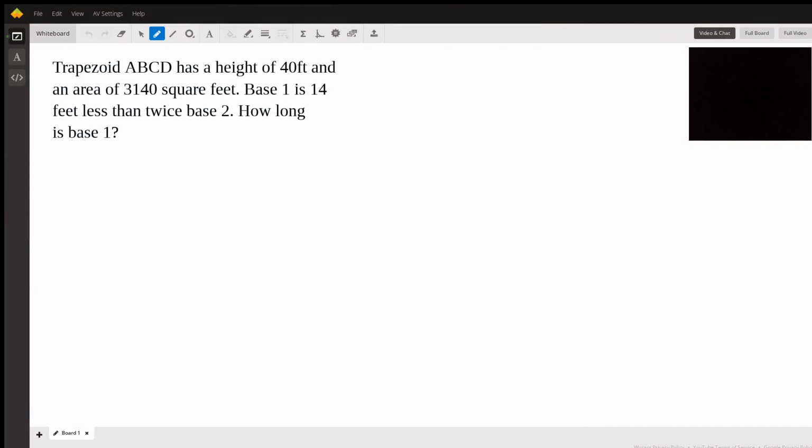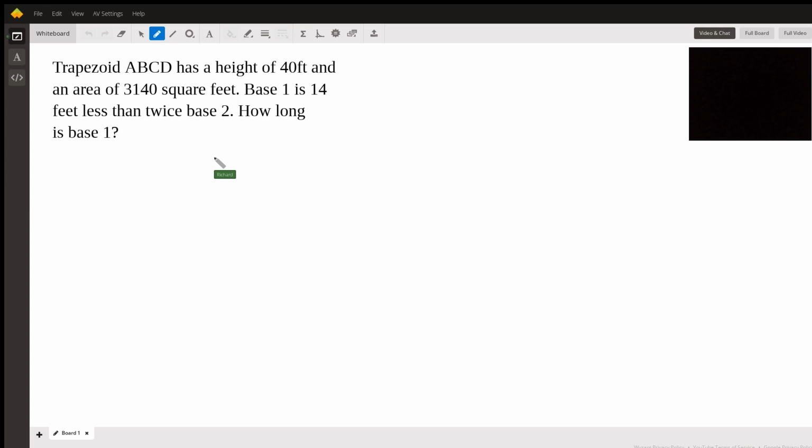I'm a math tutor at Wyzant, and I'm going to be answering another question from a student. This is from geometry, having to do with the area of a trapezoid. Now, this particular problem is a little bit unusual because we're going to be given the area, and they want to know how long one of the bases is. Usually, you're given the bases, and you want to find out how big the area is.